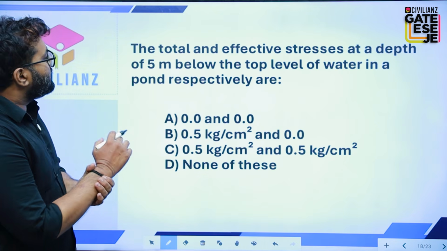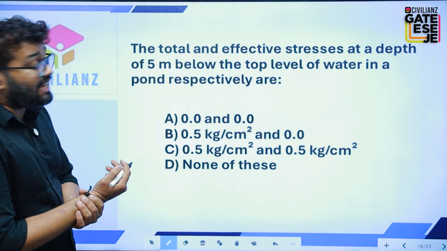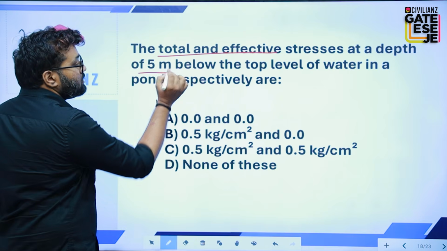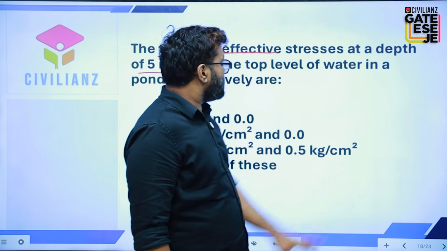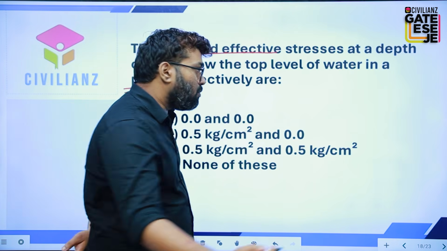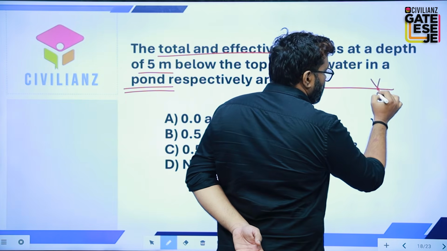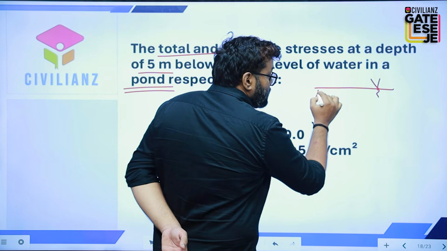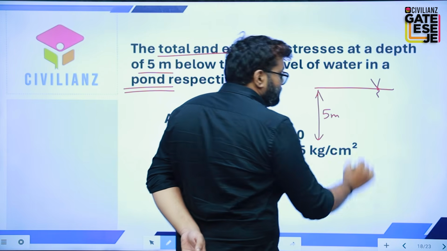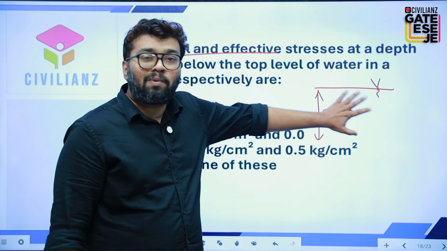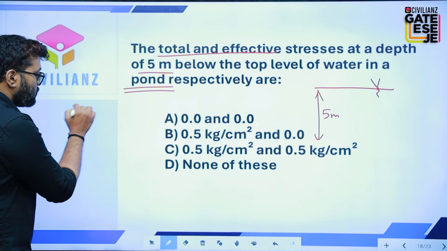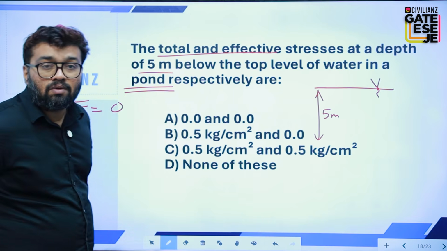So the total and effective stresses at a depth of 5 meter below the top level of water in a pond, respectively, are... So it's a pond, right? It's a pond and we want to find the total pressure and effective pressure at a depth of 5 meter. As there are no soil particles inside a pond, we can write the effective pressure is equal to 0.